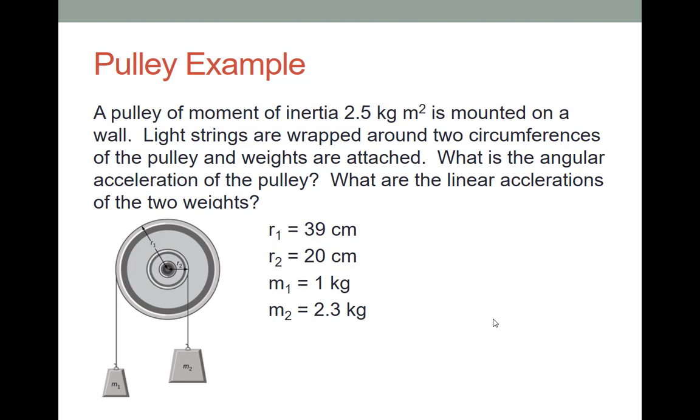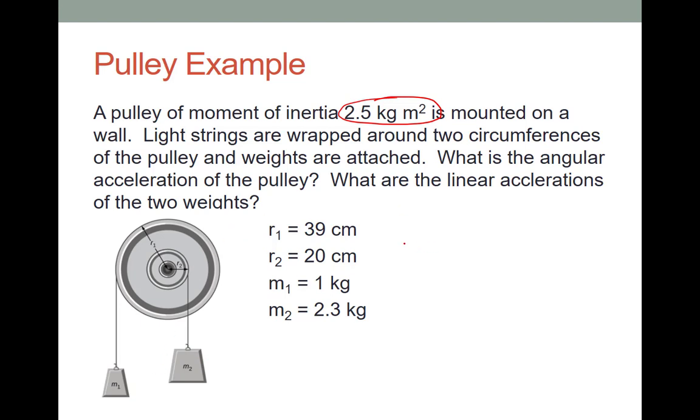So here we have a pulley. This pulley has two masses hanging from it, M1 and M2. M2 hangs off of a little radius and M1 off of a bigger radius, and we're told the moment of inertia of the pulley up here. We're told the strings are light, so we don't have to worry about them. And this entire thing is going to accelerate. We want to know the direction of the angular acceleration of the pulley and the linear accelerations of the two weights. We are also given the radii and the masses that are hanging off of the pulley.